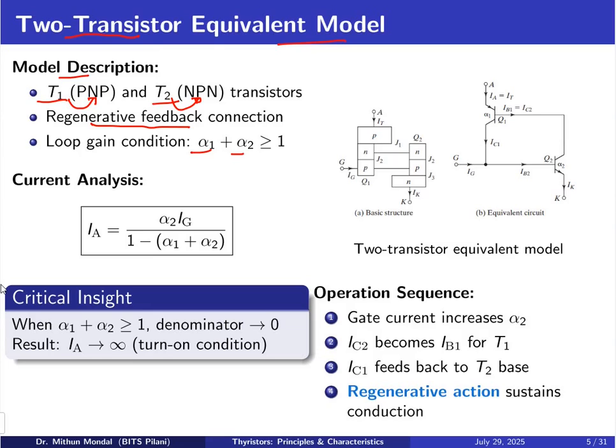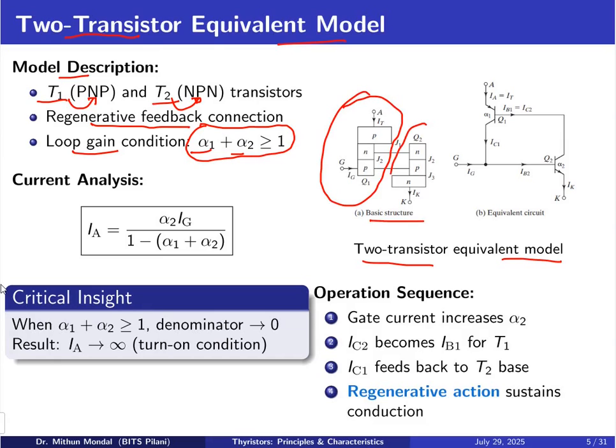the two transistors, you can have the loop gain condition when alpha 1 plus alpha 2 is greater than or equal to 1. So here you can see the two transistor equivalent model, the basic structure, where you have the transistor T1 which is in the form of PNP and transistor T2 which is in the form of NPN. These two are connected back to back to form the two transistor equivalent. So here you have the transistor Q1 and transistor Q2. Transistor Q1 has the current gain alpha 1, transistor Q2 has the current gain alpha 2.